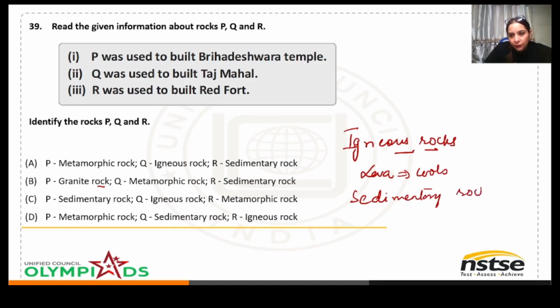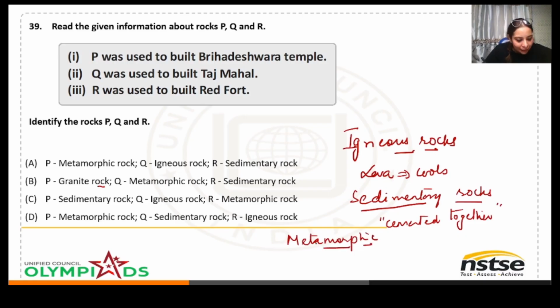Sedimentary rocks are formed when other types of rocks get cemented together. And third is the metamorphic rocks. Metamorphic rocks are formed when rocks are subjected to intense heat and pressure.